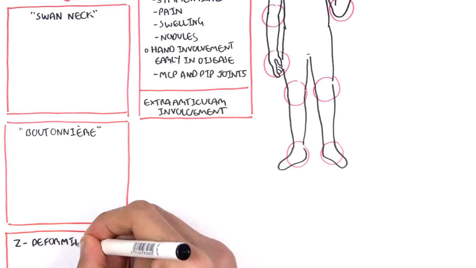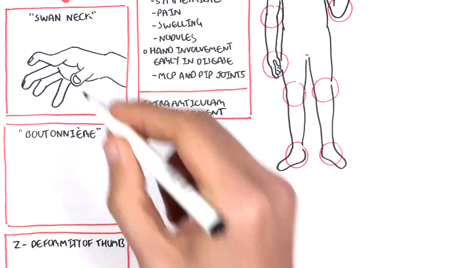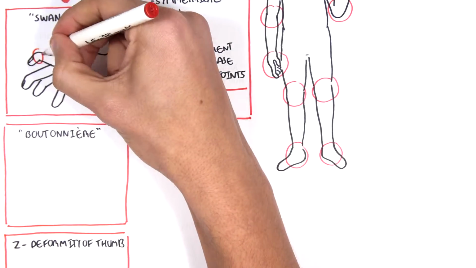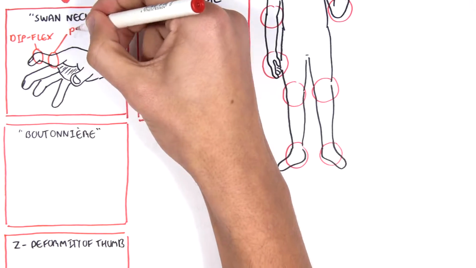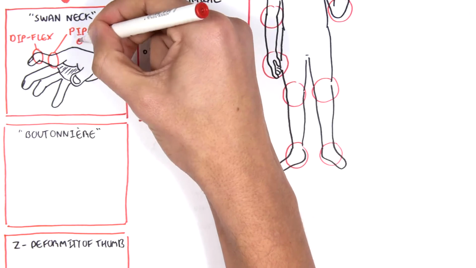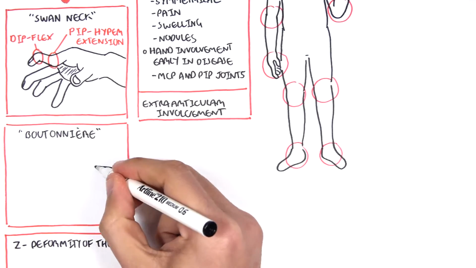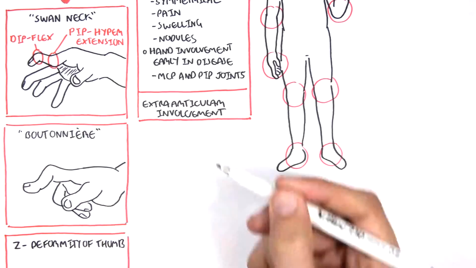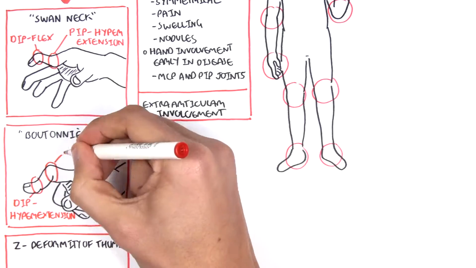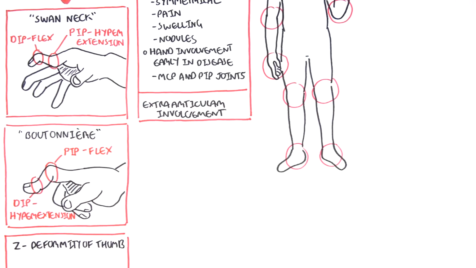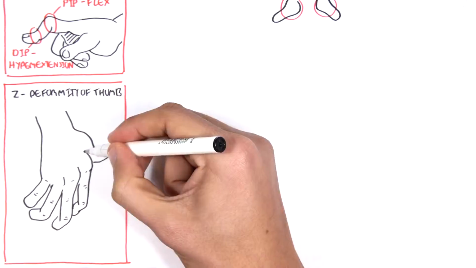These are swan neck, boutonniere, or Z deformity of the thumb. So in swan neck, you have the distal interphalangeal joints flexed, but the proximal interphalangeal joints hyperextended. In boutonniere, it's the opposite. You have the distal interphalangeal joints hyperextended and the proximal interphalangeal joints flexed. The Z deformity of the thumb is essentially the thumb looking like a Z. It's sort of bent, hyperextended.